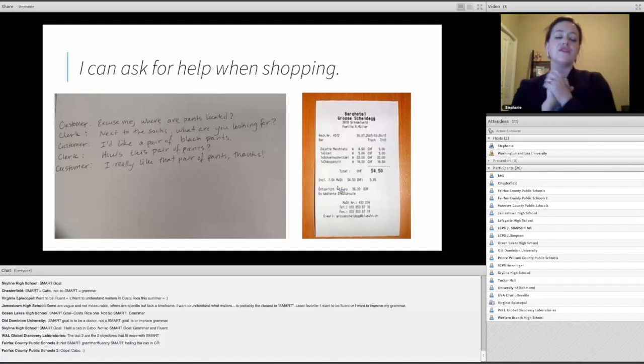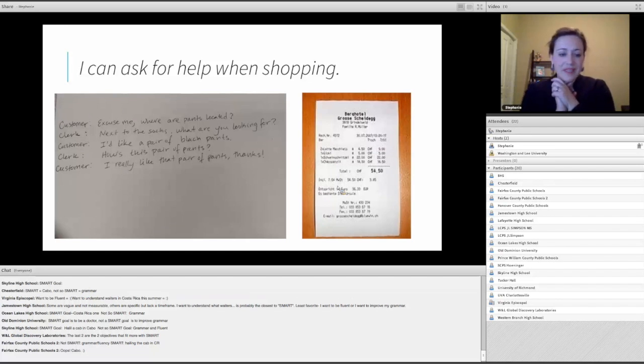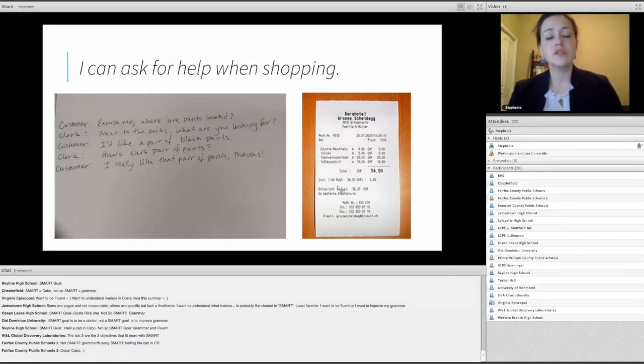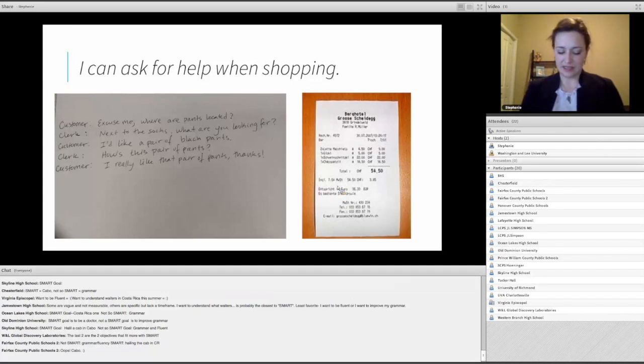So this is the can-do statement at the top. I can ask for help when shopping. You see two pieces of evidence that students may upload. The one on the left is a script between a customer and a clerk. The other one is a receipt. So talk with your groups if you think that this evidence actually serves to prove I can ask for help when shopping occurred well. 2 minutes to have those discussions.